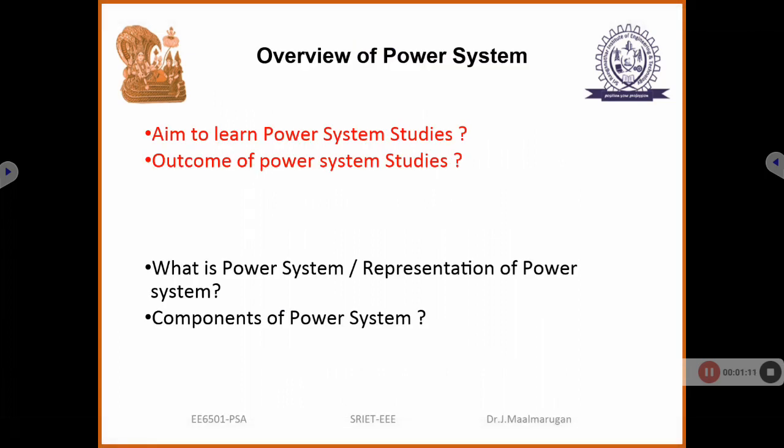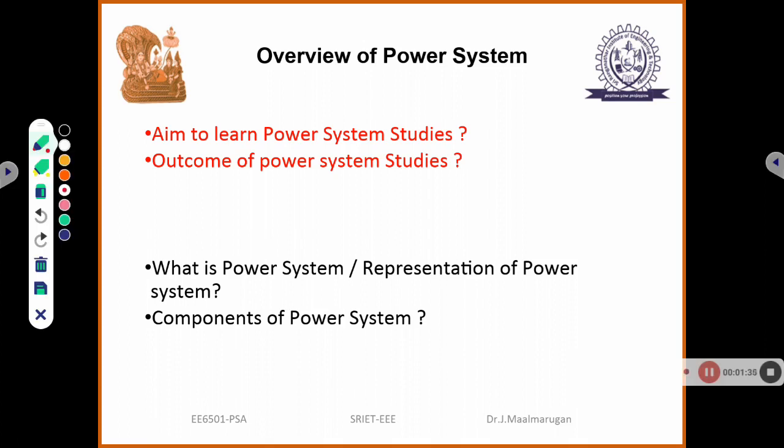So this is the overview of power system. The aim of learning power system studies, as I already told you, is to become familiar with different aspects of power system components and modeling a power system. Now, what is the outcome of power system? The outcome is that you can easily design a new power system. If you are thorough in that particular subject, you can easily design a new power system. That is called the outcome. So now you know the aim and outcome of the subject.